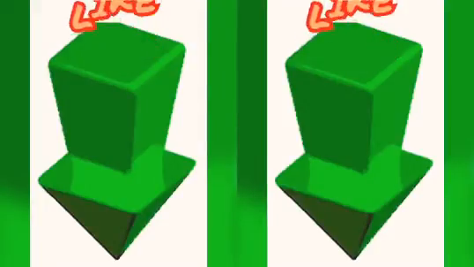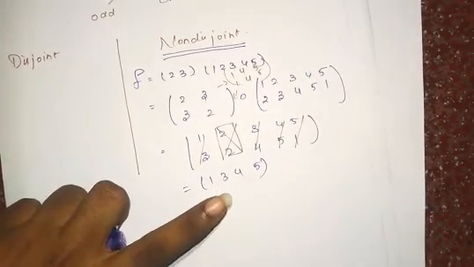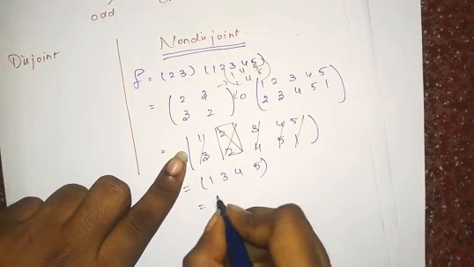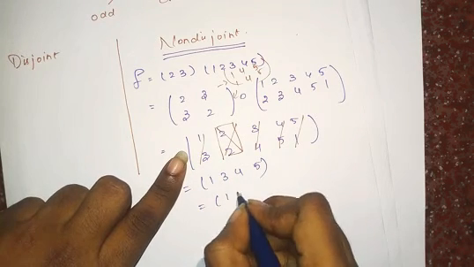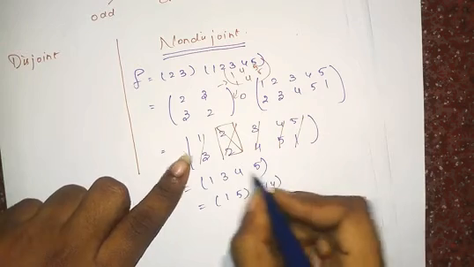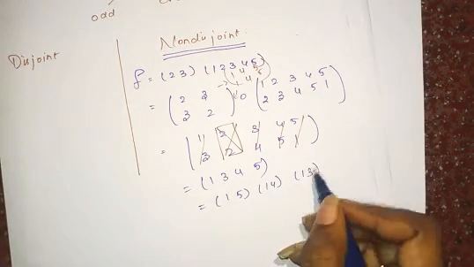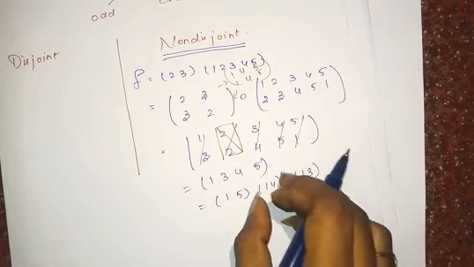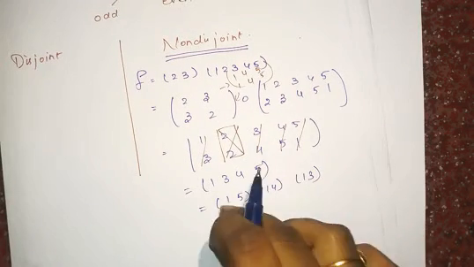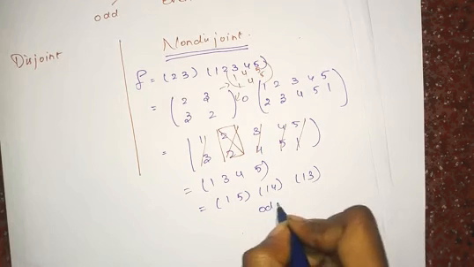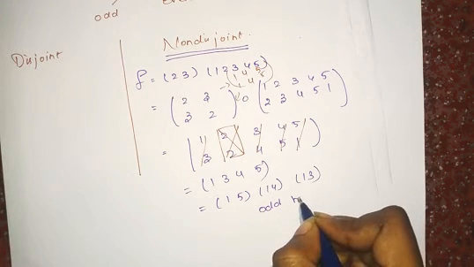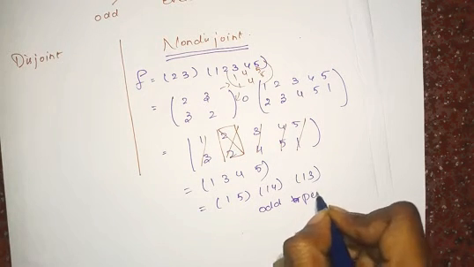Now we are going to find the transposition of this permutation: first and the last, first and the previous last, first and 3. Since there are 3 pairs, 3 brackets, it is called an odd transposition. Odd permutation.